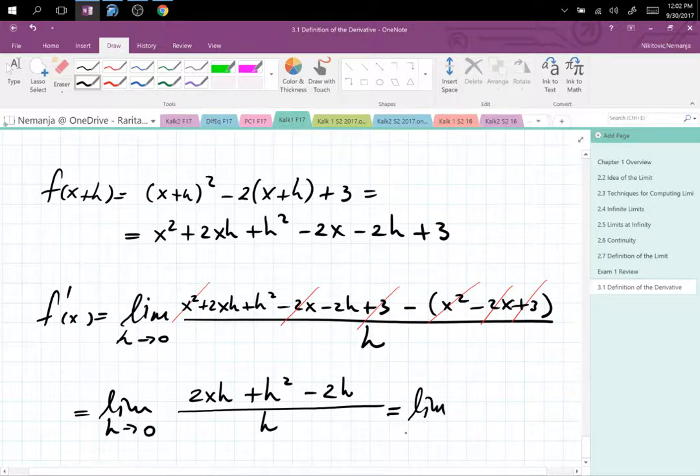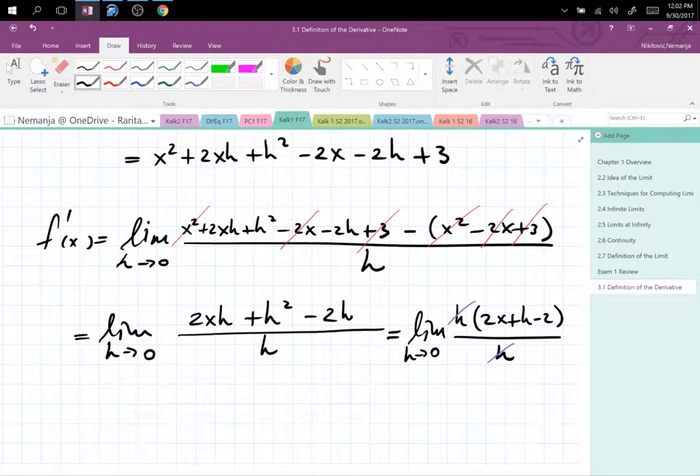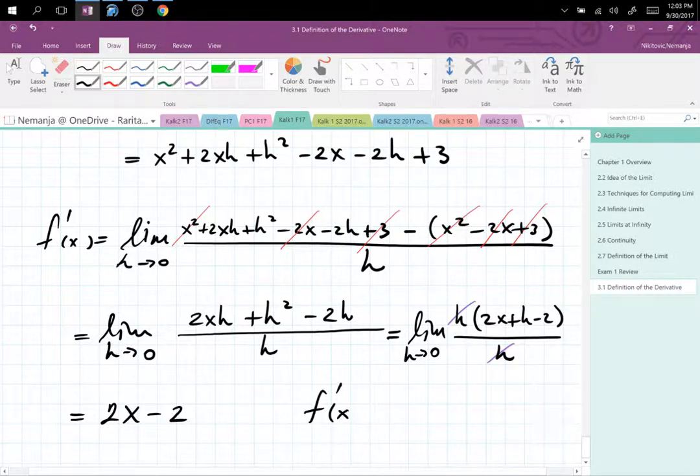You can now factor h. You're left with 2x plus h minus 2. And this is where h dies, in the denominator. You are left with 2x minus 2. So the derivative of f of x is 2x minus 2.